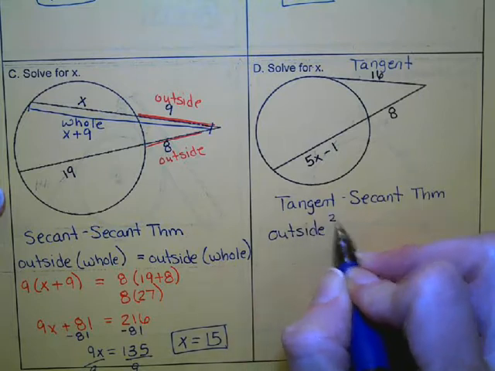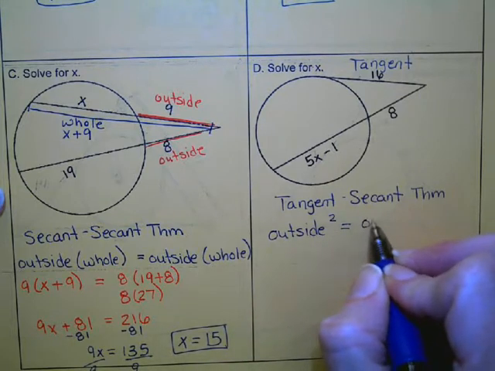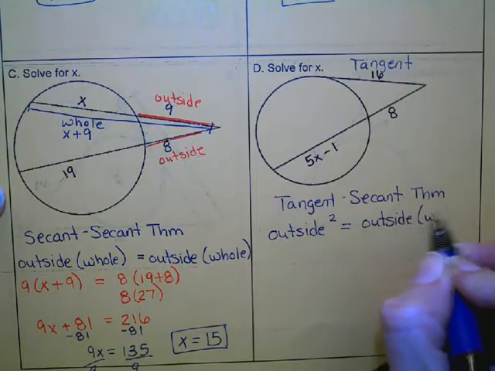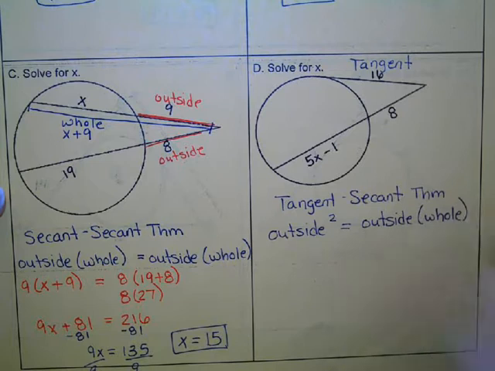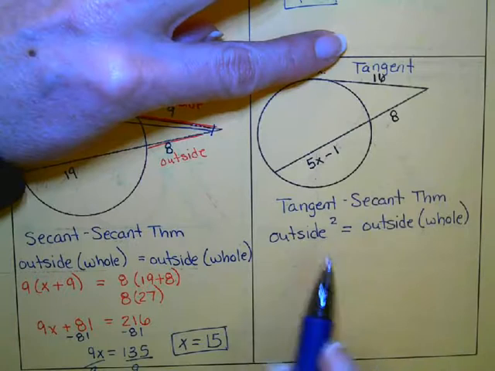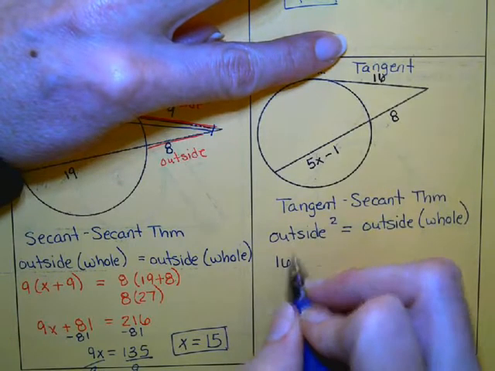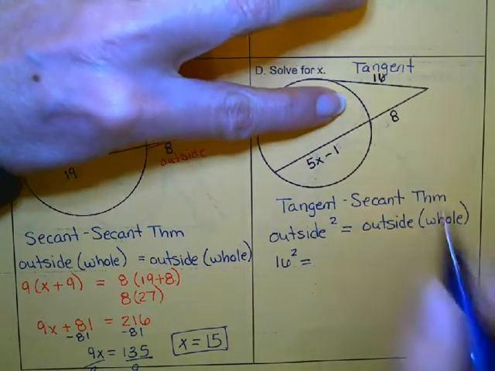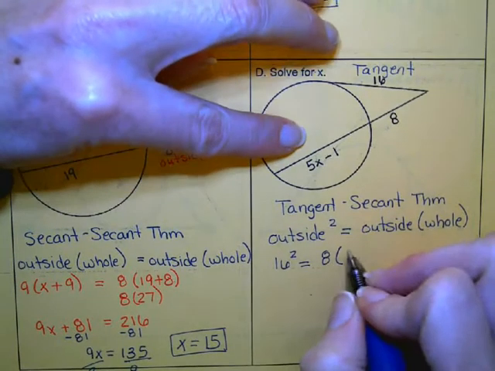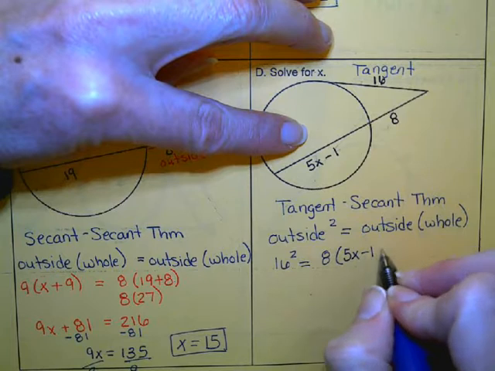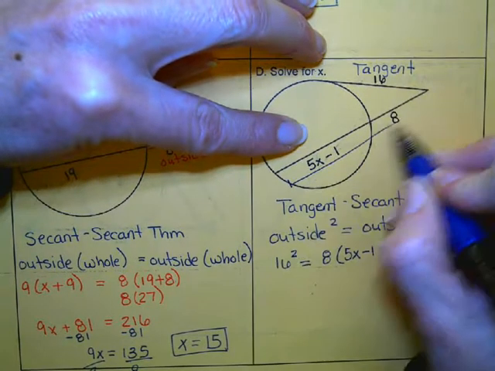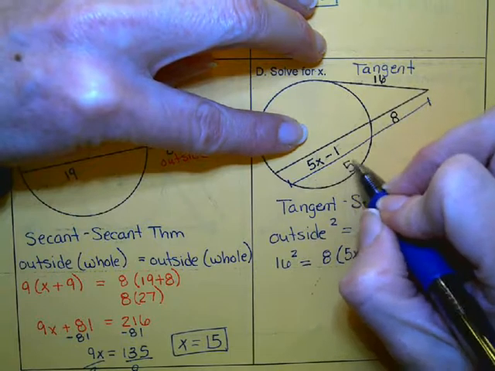And I'm just copying this basically off that reference sheet. When you have a tangent and a secant, you do the tangent, the outside squared, so that would be 16 squared, equals the outside, which is 8, times the whole length, which would be 5x minus 1 plus 8. Or if you want to add those two together, that would be 5x plus 7.